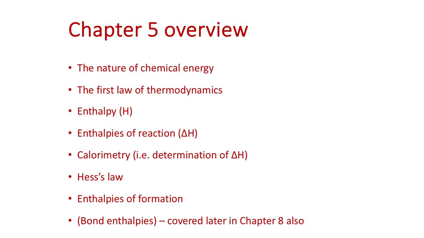We'll talk about how we determine some of these values through calorimetry and how we can rearrange reactions with Hess's law to determine other reactions' delta H's, and then also get into enthalpies of formation, things we can tabulate that allow us to look up values to calculate delta H's. So tabulated enthalpies of formation will help us look up values in, say, an appendix or online, so we can calculate the delta H of a reaction. We also talk a little bit about bond enthalpies at the end of the chapter, and bond enthalpies also appear later in Chapter 8. So we'll talk about bond strengths and things of that nature towards the end of the chapter.